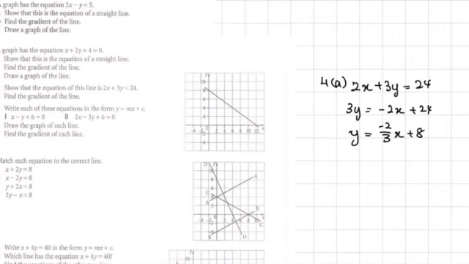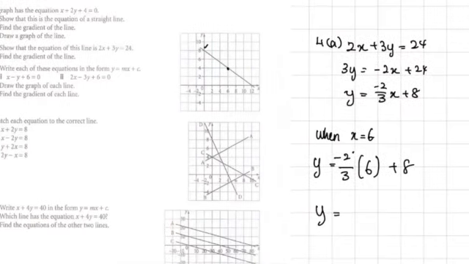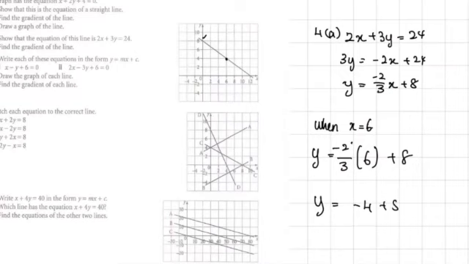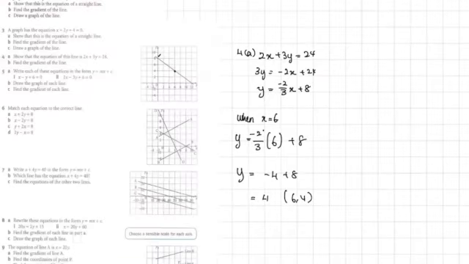So here I can say that my y-intercept is 8. And when x equals 0, y equals 0, well, that's a little bit difficult if I want to put it here. So let's just find another coordinate. When x equals 6, I'm just going to write y equals -2/3 times 6 plus 8. That's -4 plus 8. Then I can just argue and say that (6, 4) is on the line.